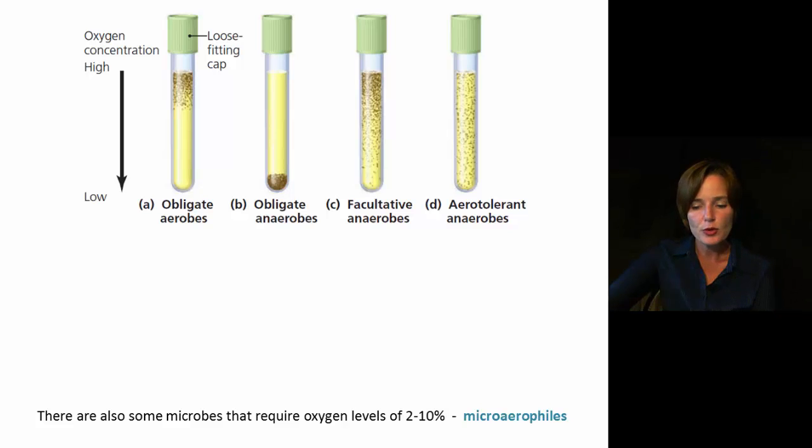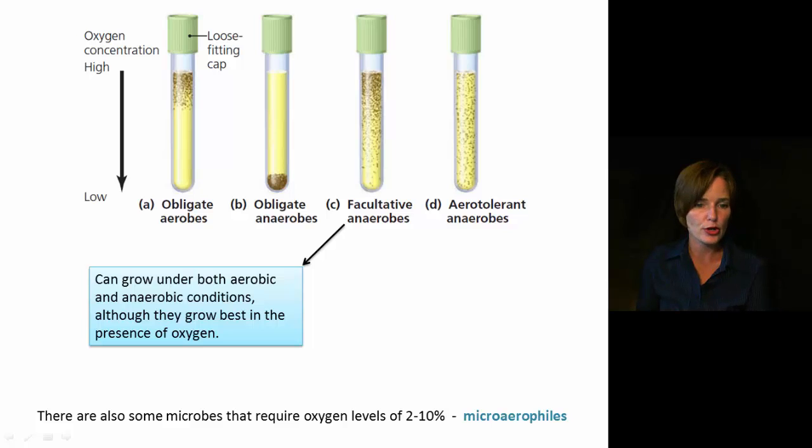If we look at the other ones here, the facultative anaerobes, these are able to grow under both aerobic and anaerobic conditions. So they can grow both with oxygen and without oxygen. But for them, they do grow best in the presence of oxygen. For that reason, we will see an extra concentration of them up where you do have the higher oxygen levels.